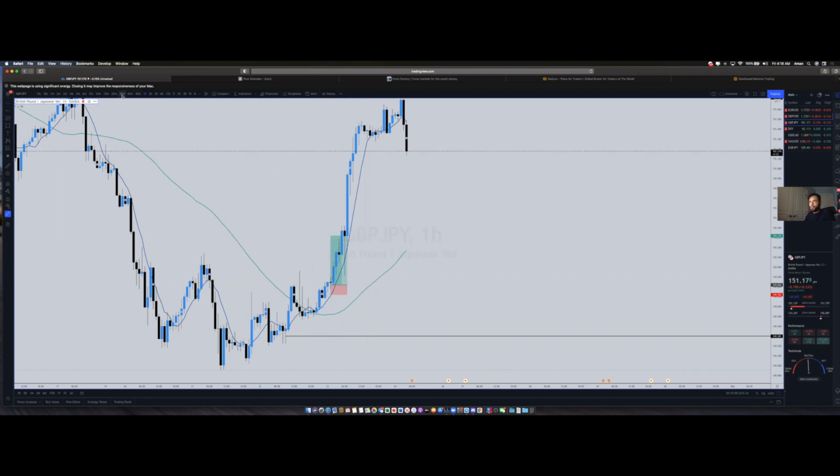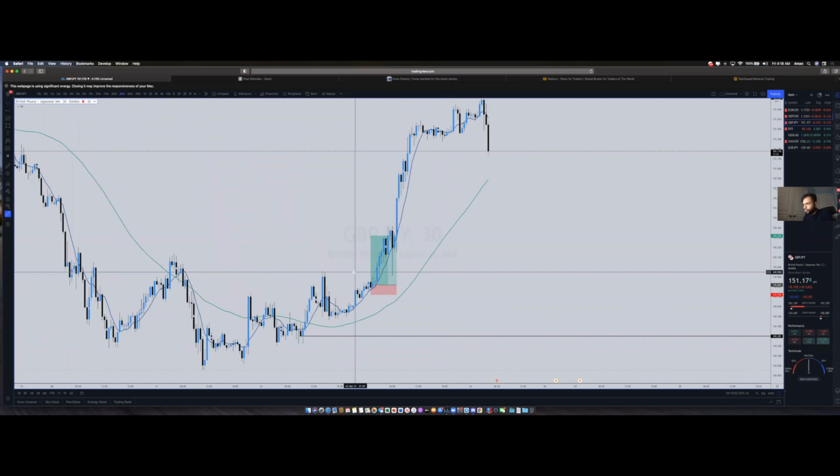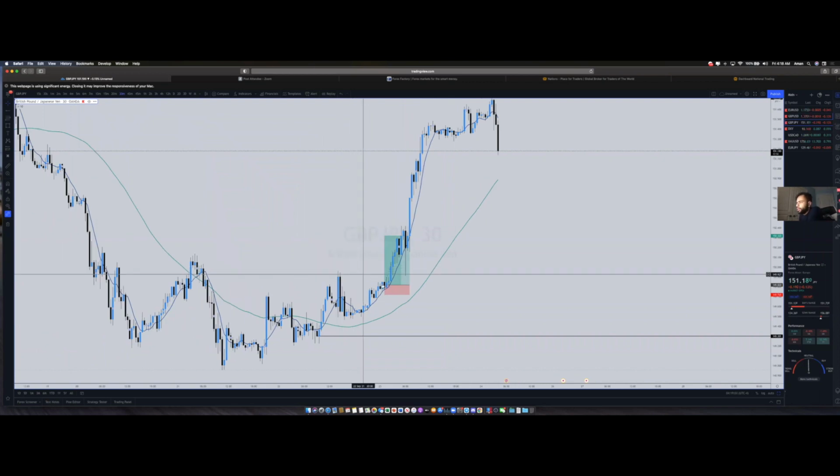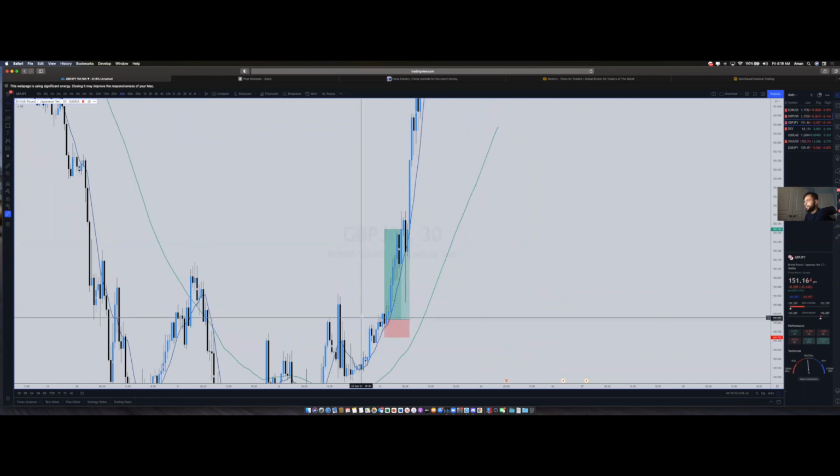So let's go on the 30-minute. All right, on the 30-minute, I took an entry right here. This was a pre-London entry because I know that when the market starts trending in pre-London, it will continue in London 75% of the time. So basically, I took this entry. We are holding above the 30-minute 8 SMA. We took this entry with minimal drawdown.